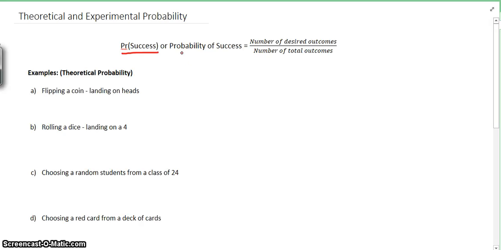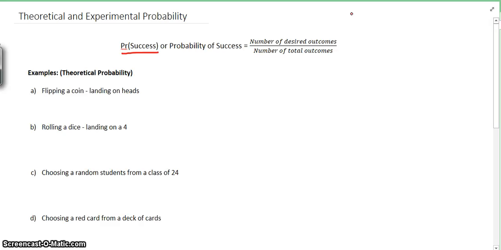To determine the probability of success, we take the number of desired outcomes, so the number of outcomes that we can actually get, over the number of total outcomes overall, so the number of total possible outcomes.